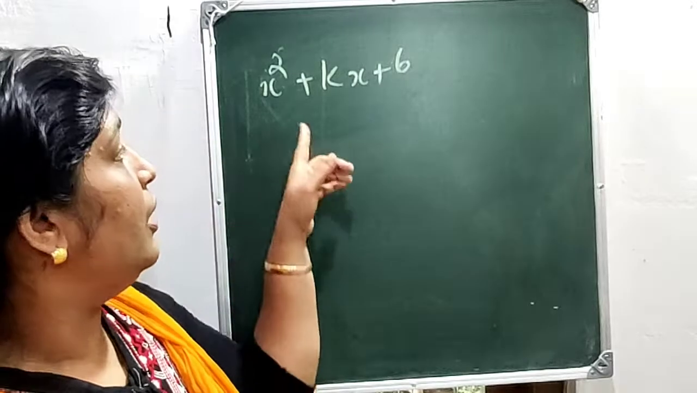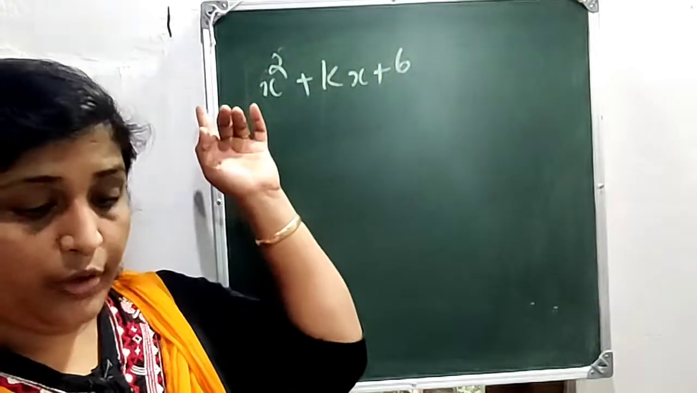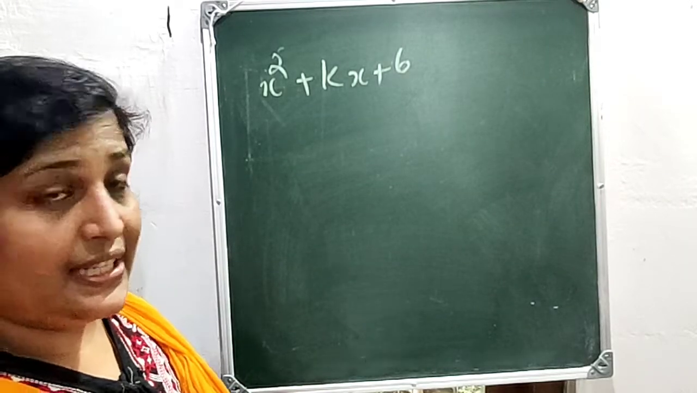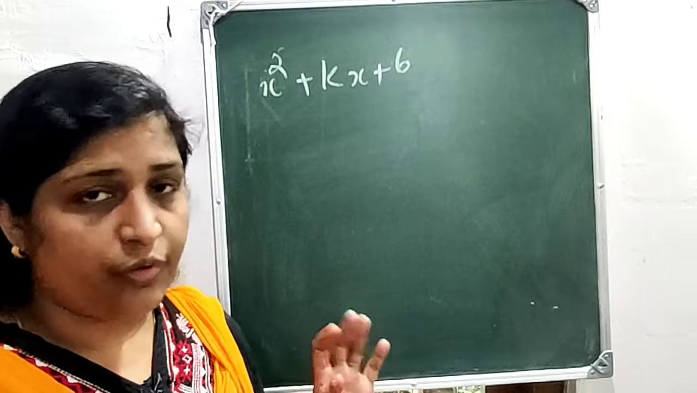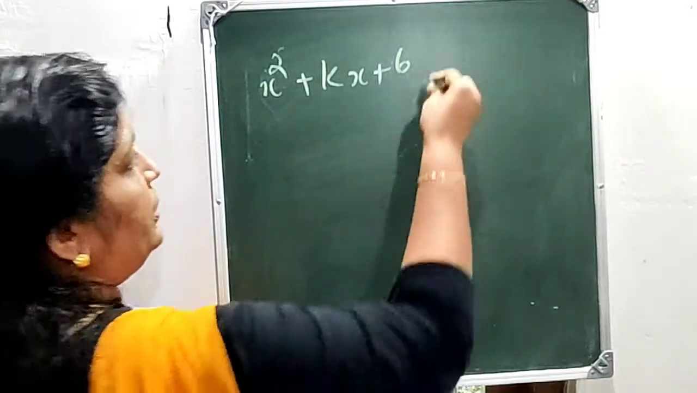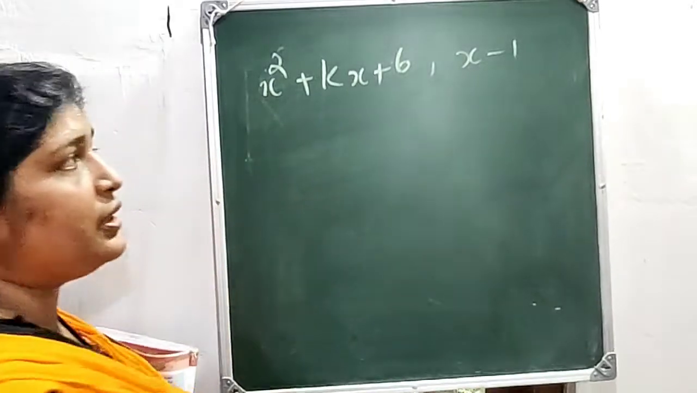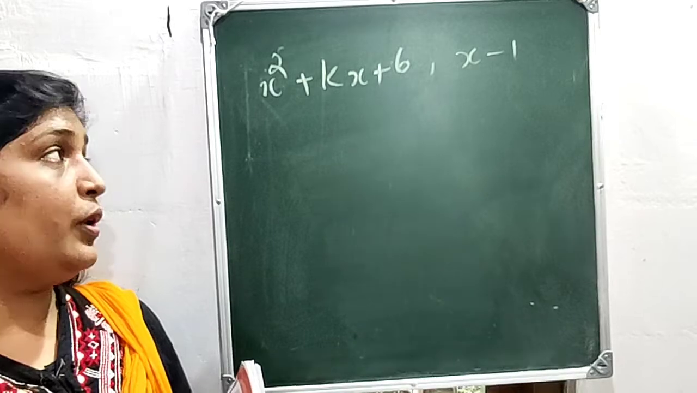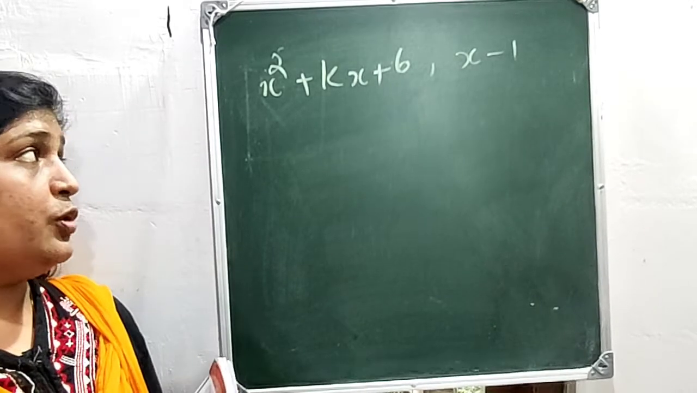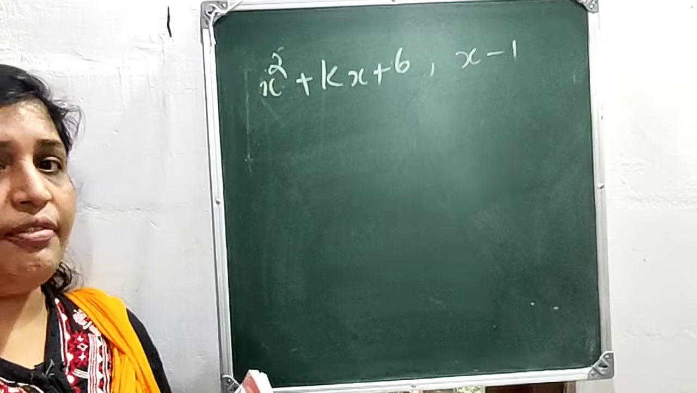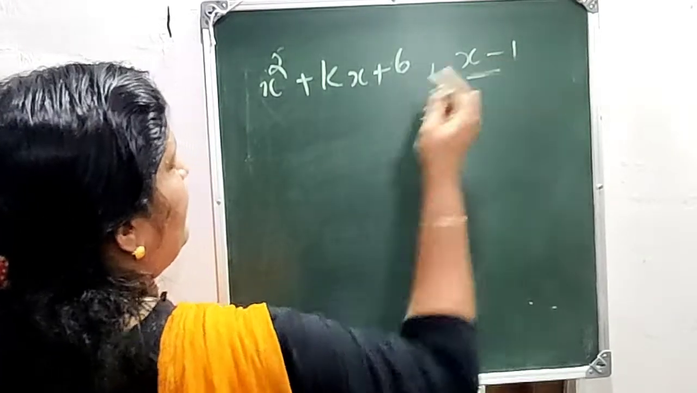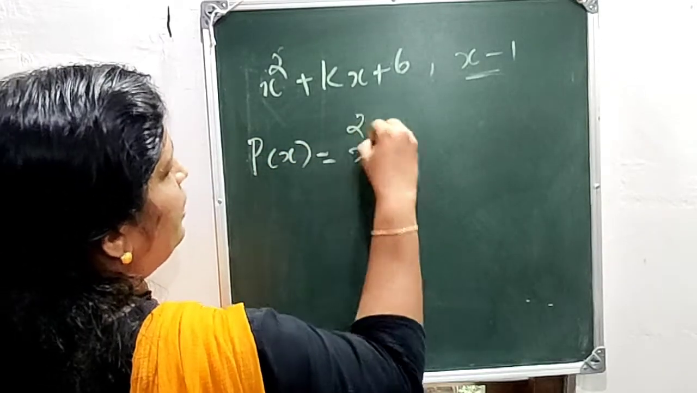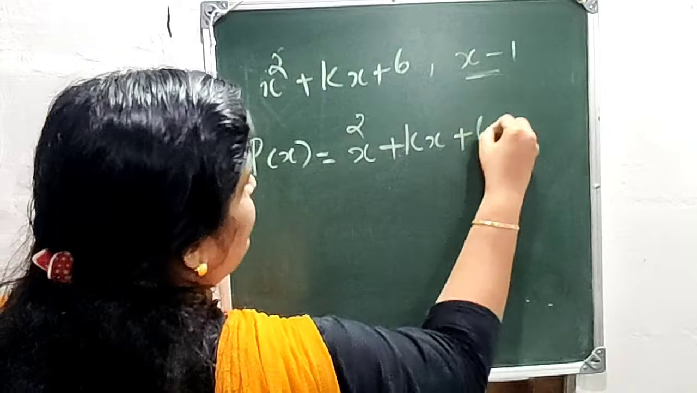Okay, here we have this polynomial x square plus kx plus 6, what number should be taken as k? That means we need to find out the value of k. And we have one more thing, that x minus 1 is a factor of this polynomial. And for these types of questions to find the value of k, yes, we use the factor theorem. If x minus 1 is a factor, what is our p of x here? P of x is equal to x square plus kx plus 6.